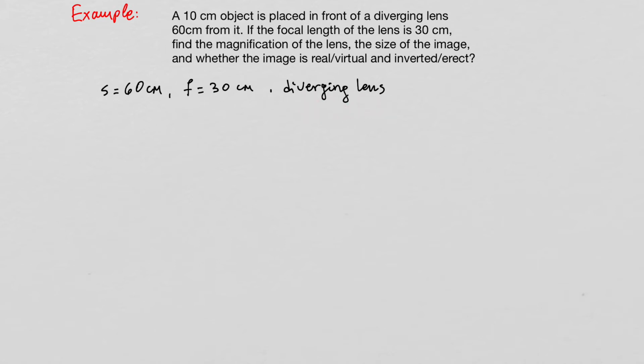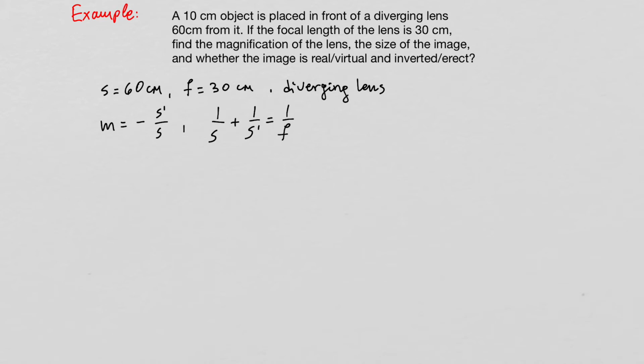So in order to find the magnification, which is equal to minus the ratio of the image distance to the object distance, I need to find the image distance. So for that purpose, I need to use the lens equation. 1 divided by the object distance plus 1 divided by the image distance is equal to 1 divided by the focal distance.